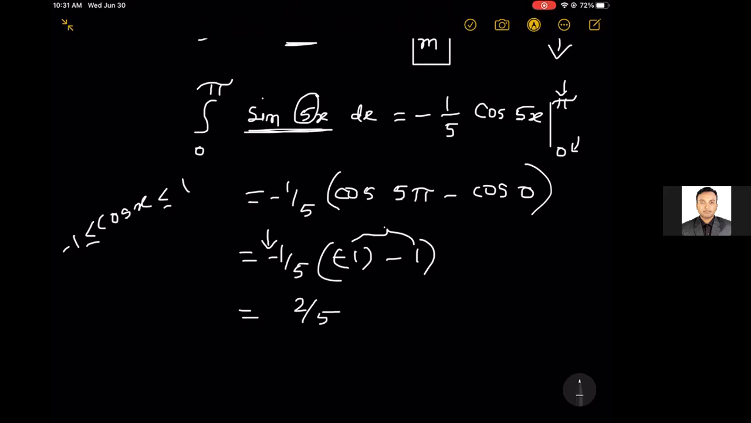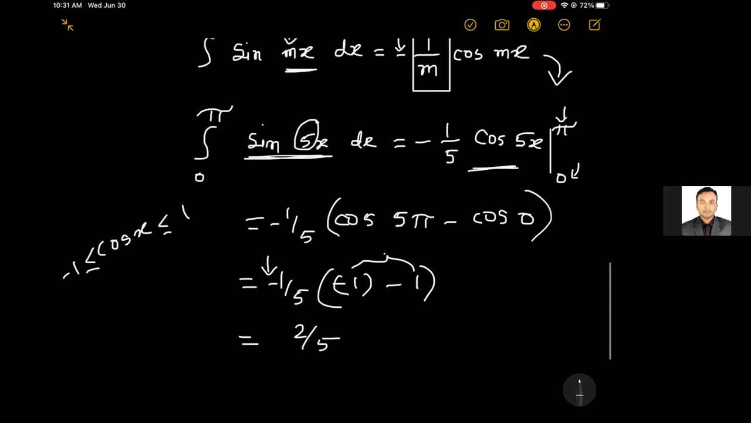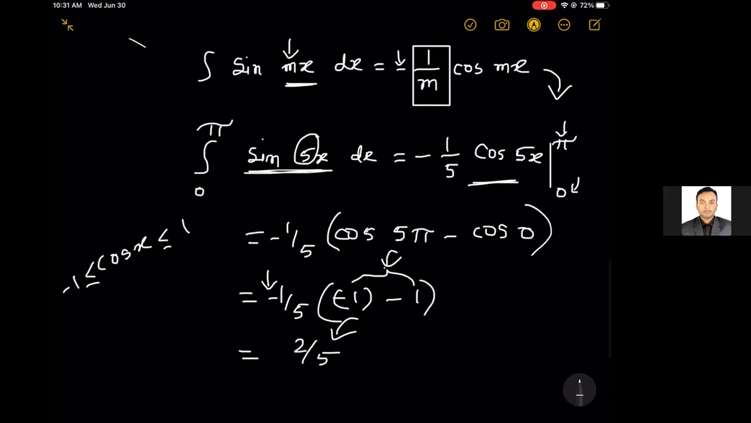Just algebra, nothing else. I'm not doing any calculus here. The calculus part was done here. This is sheer trigonometry, and this is exactly algebra. Any question from this? Take your time, okay? You don't need to be in a hurry.